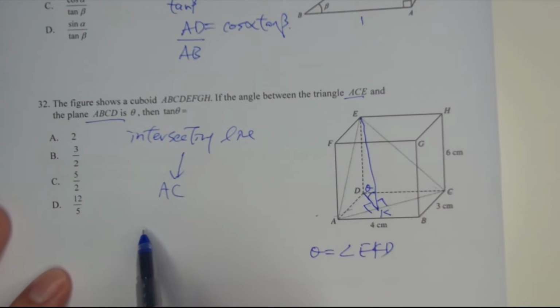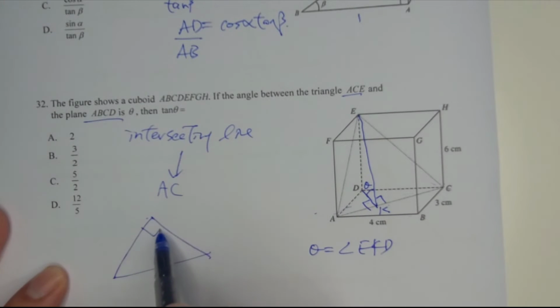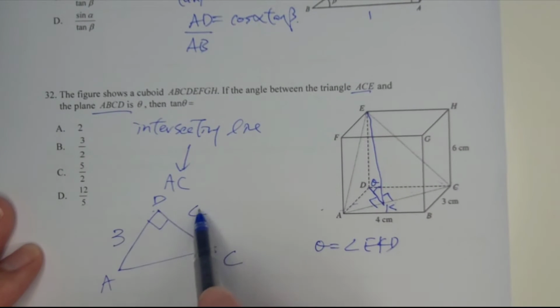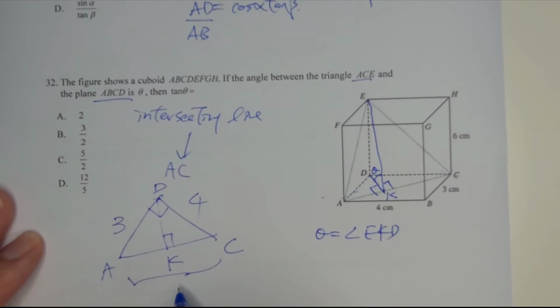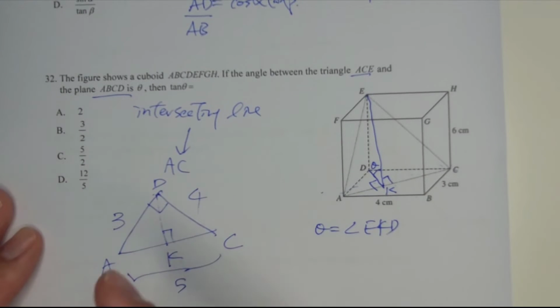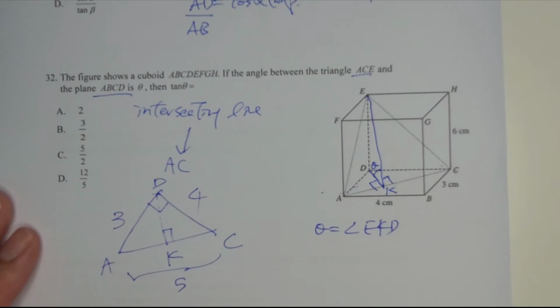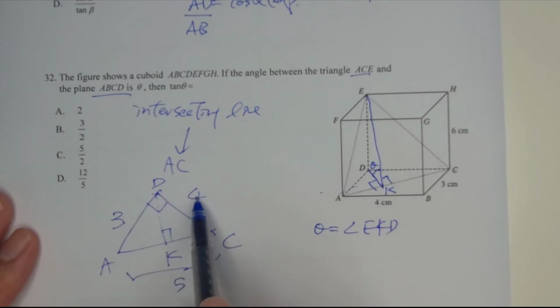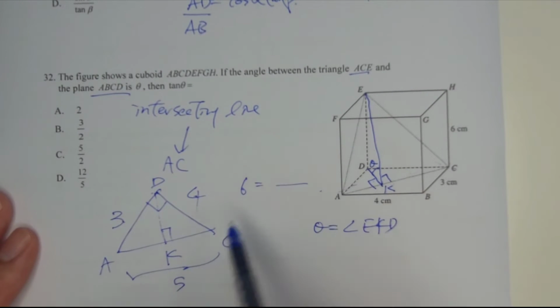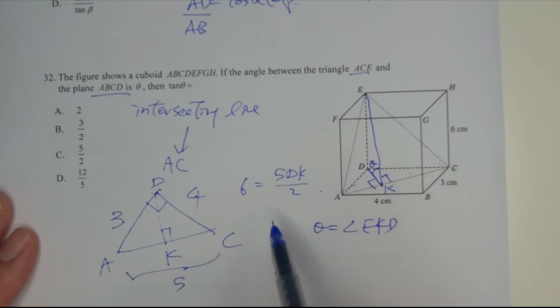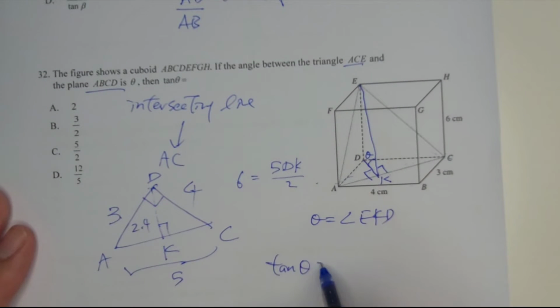So let's look at the triangle DAC. AD actually is 3, DC actually is 4. You need to find this height DK. AC you can find easily, that's 5, by using Pythagoras theorem. So consider the area of the triangle ACD. 3 times 4 over 2, that's 6. 5 times DK over 2, that's the area, also 6. Therefore, DK is 2.4.